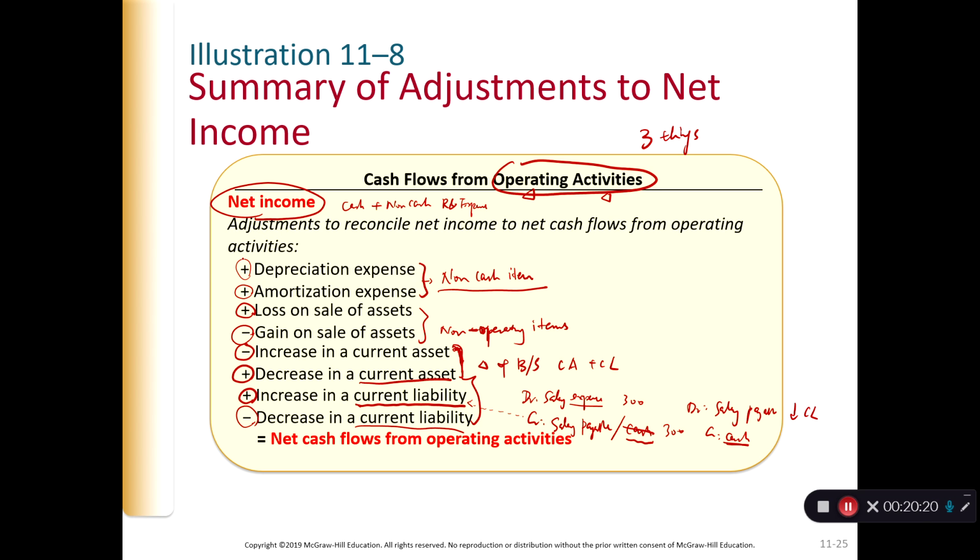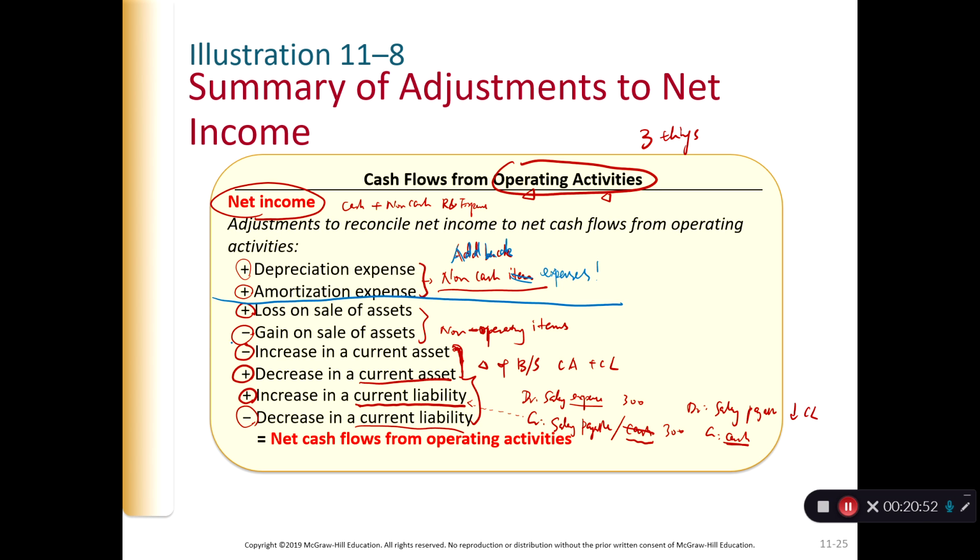So in order to correctly do this cash flow statement, I want you to remember, first of all, we want to add back all non-cash items. I want to be more specific: non-cash expenses. That's the first thing you need to do. This is the first section.